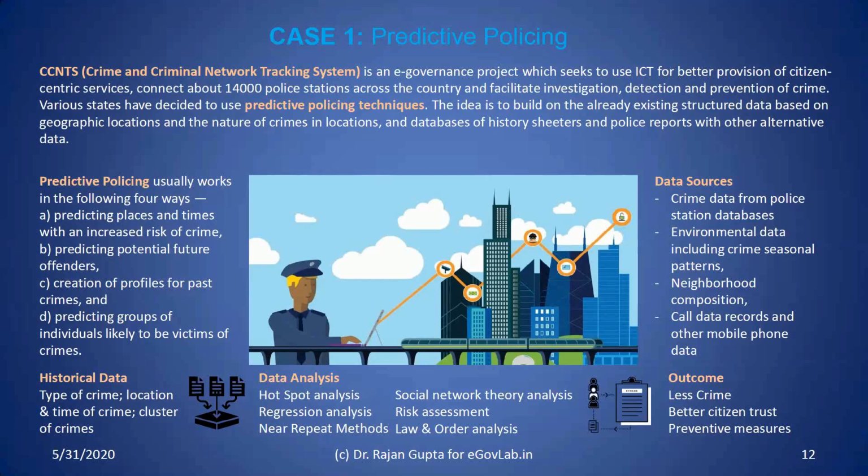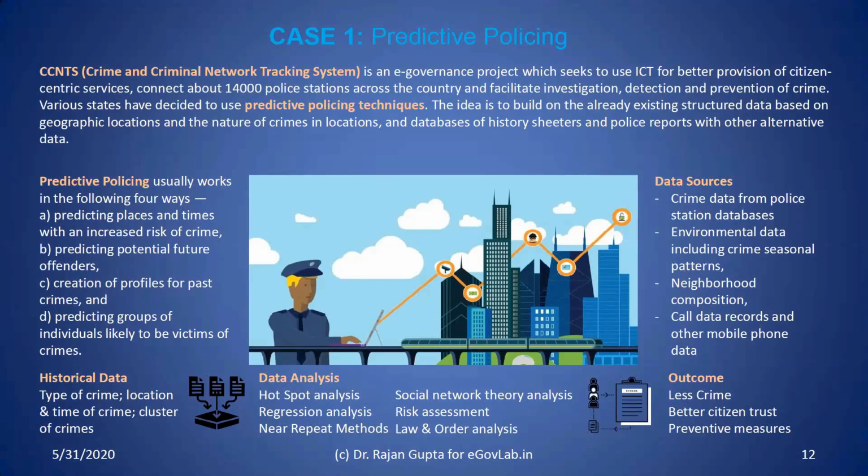So it can have historical data access with respect to type of crime, location and type of crime, clusters of crimes: what is happening, where it is happening, how it is happening. They all have those nodes information. They all have that process information, and that is stored in a digital manner, which helps in detecting all these things. So various kinds of analysis can be done on this: hotspot analysis, regression analysis, near repeat methods, law and order analysis, risk assessment, social network theory analysis, social media analysis, and the usage of techniques like AI and ML helps in achieving those analyses.